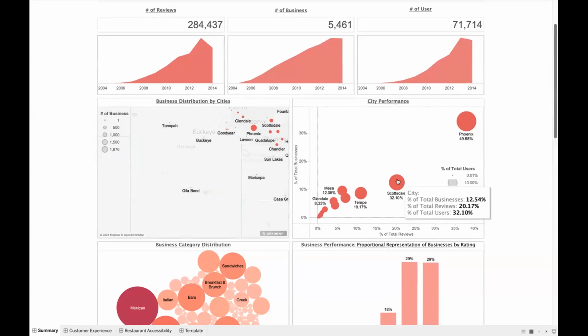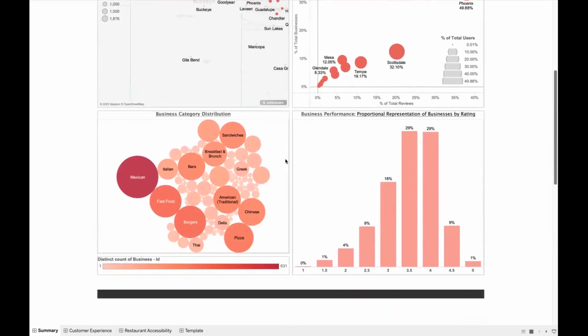Followed by Scottsdale, we have almost 32% of users in Scottsdale, but only 12.54% of businesses belong to Scottsdale. So we can see that we have users in Scottsdale and a good amount of reviews coming from them, but we do not really have that many restaurants for those users. So Scottsdale is a place where people can improve and put more restaurants, followed by Tempe as well. Again, 20% of users are from Tempe, but only 8.7% of businesses belong to Tempe. So these two are growing markets.